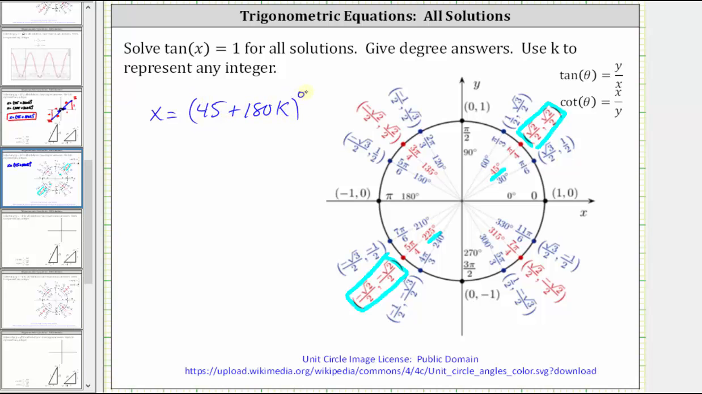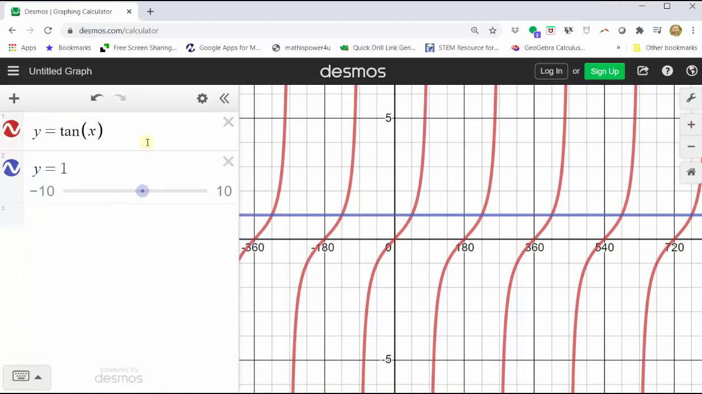And then finally, let's verify some solutions graphically. In red, we have the graph of y equals tangent x. In blue, we have the graph of y equals 1. The points of intersection represent the solutions. And notice how there would be an infinite number of points of intersection.